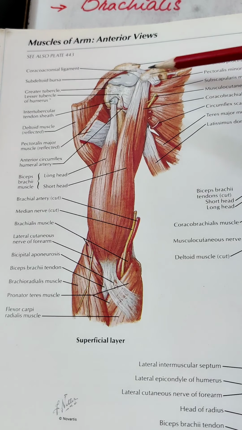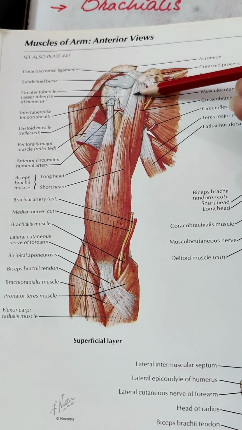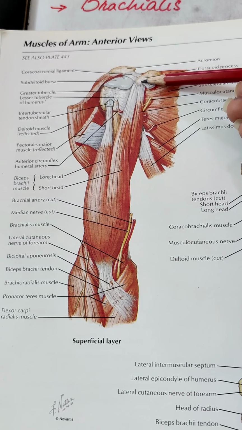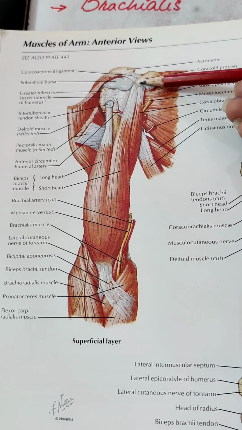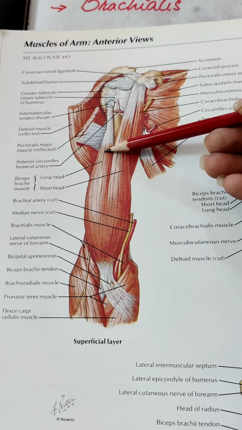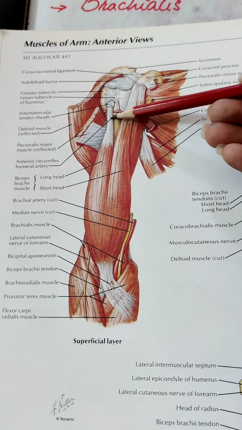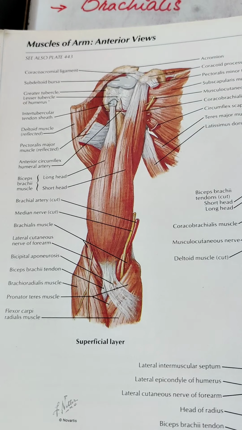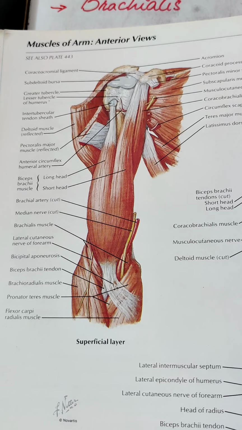Now here you can see the short head of the biceps brachii, which originates from the coracoid process of the scapula. And here you can see the long head of the biceps brachii. Now this long head of the biceps brachii actually originates from the supraglenoid tubercle of the scapula.